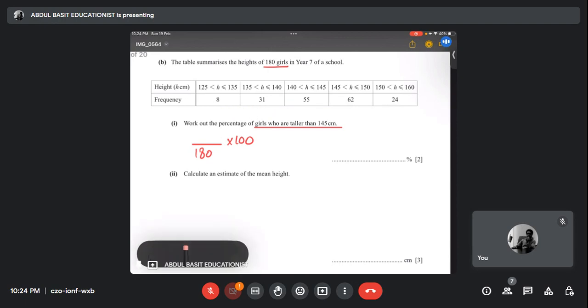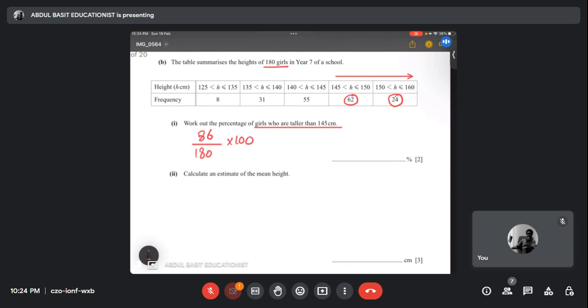Greater than 145 is this area. Yes or no? So I have to add 62 plus 24. So 62 plus 24 is how much? 86. So Ramsha, 86 out of 180 times 100 is the answer. So tell me what is the final answer? I think it's 47.8%. Please review it again.